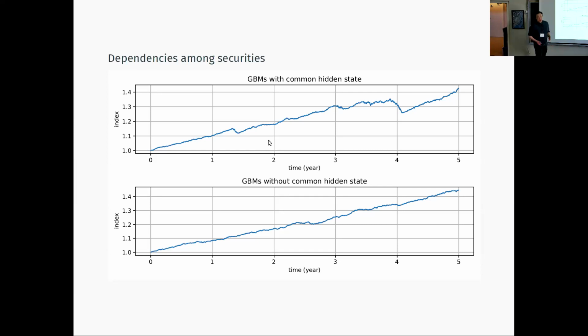And as I said, I use the common hidden states for all securities. That way we have dependencies. If we have one hidden state for each security, then we don't have the dependency and the index does not have market crash anymore. Okay.